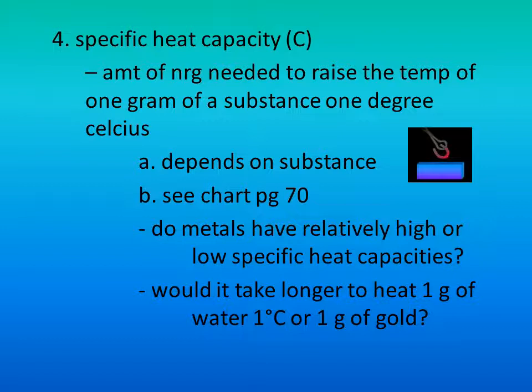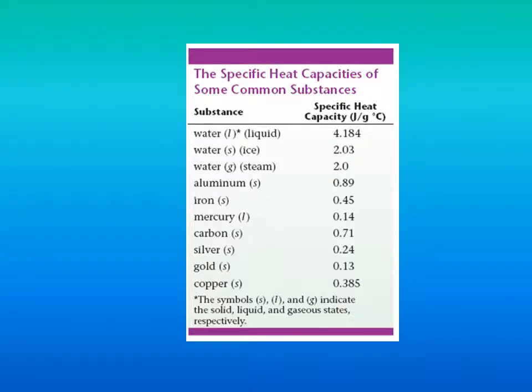Time to heat 1 gram of water versus 1 gram of gold. So the first question stated which one has higher, do metals have high or low? If I look at these specific heat capacities, which comes from page 70, water has the highest on this list at 4.184. Does that number look familiar? And then we have ice and steam and a whole bunch of metals after that. So generally speaking, when we're comparing to water, metals have a low specific heat capacity.